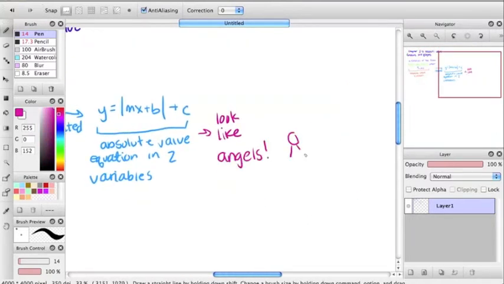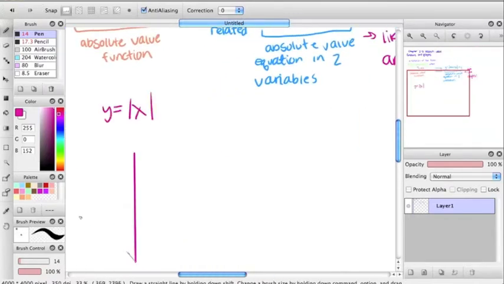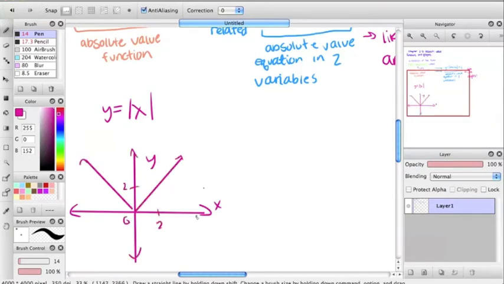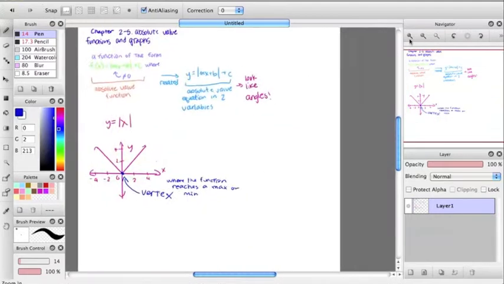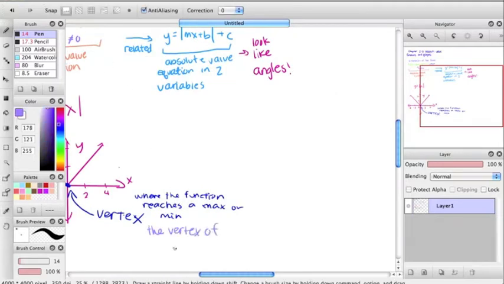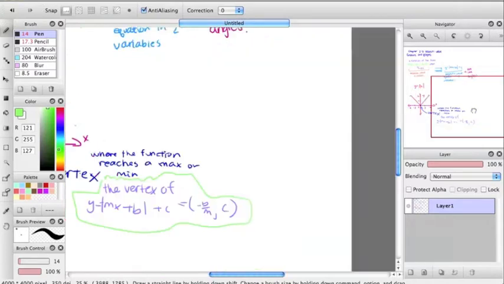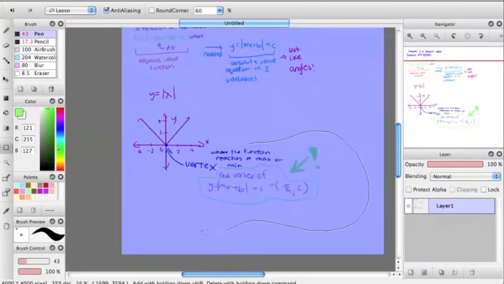Absolute values look like angles when you graph them. The graph for y = |x| looks like this. This is the vertex, where the absolute value function reaches its maximum or minimum. An important thing to note is the vertex of y = |mx + b| + c is going to be negative b over m, c.